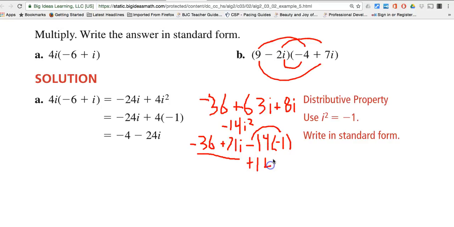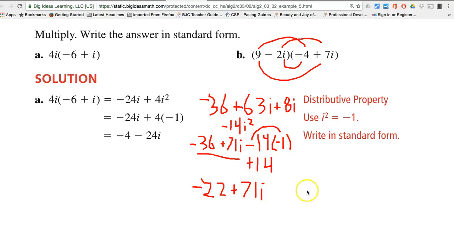Okay, so now we have -36 plus 71i plus 14. So -36 plus 14 is going to give us -22 plus 71i. Again, remember, you always write your real portion first, followed by your imaginary portion. So we have plus 71i.